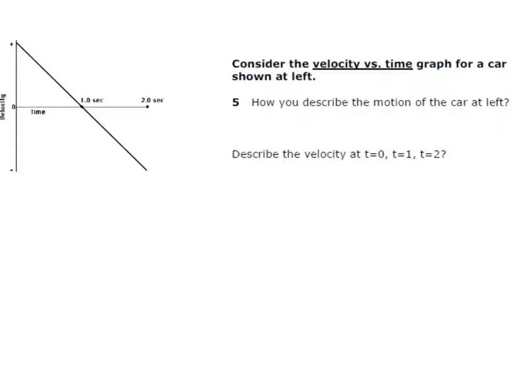Consider the velocity versus time graph for your car. That's this car right here, shown at left. How would you describe the motion of the car? Well, the first thing we want to do is look and see what's going on here. If you look, you can see that on the velocity versus time graph, it's a perfectly straight line. The straight line is acceleration on a velocity versus time graph. So it is doing some sort of acceleration. Is this slope positive or negative? Well, it goes downhill, so it's negative acceleration.